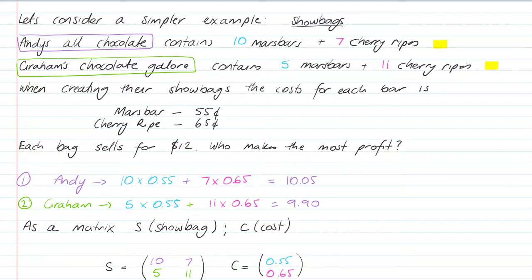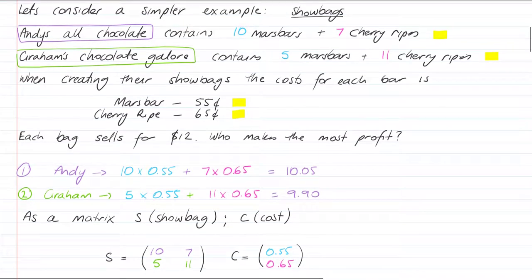When creating their show bags, the cost for each bar is 55 cents for Mars bars and 65 cents for cherry ripes. Each bag sells for $12. Who makes the most profit? Okay, so there's our question. Now, this is a pretty simple example. I've designed it that way.